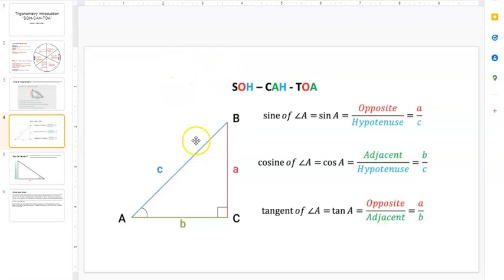What it's telling us is if we know any two sides, the length, we can figure out either of these two angles. Or conversely, if we know one of these angles and any one side, we can figure out the length of any other side.